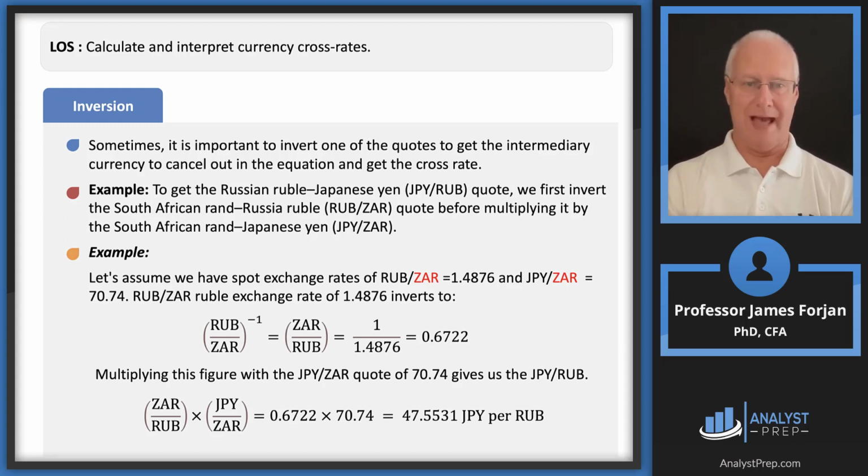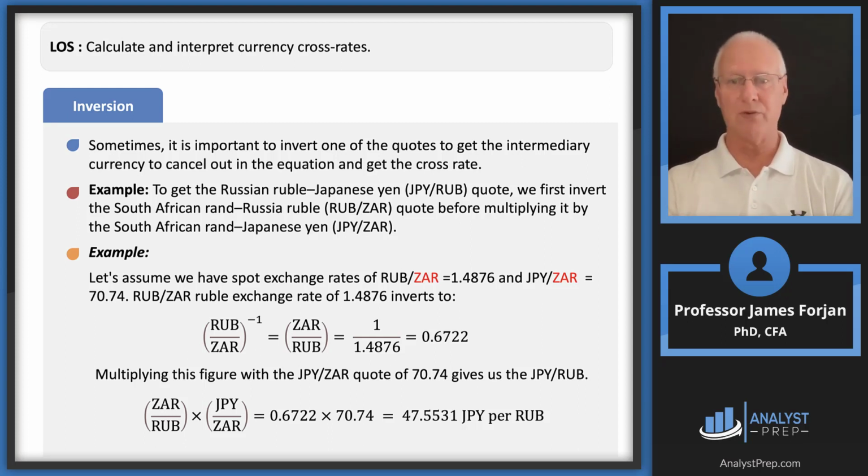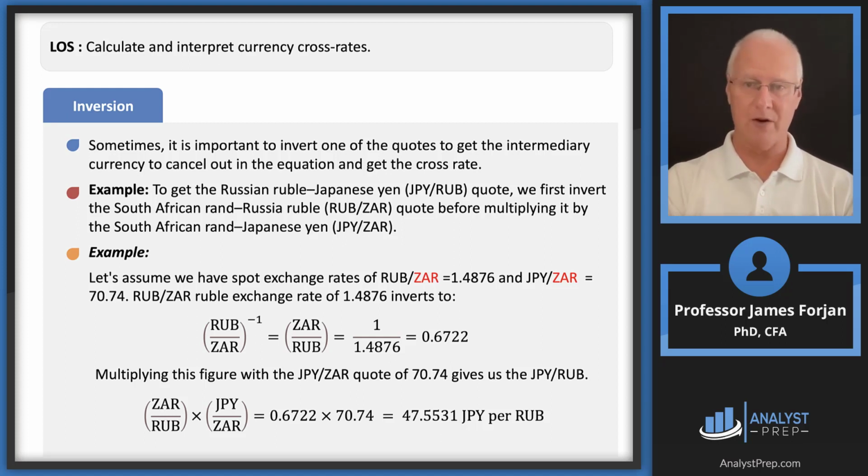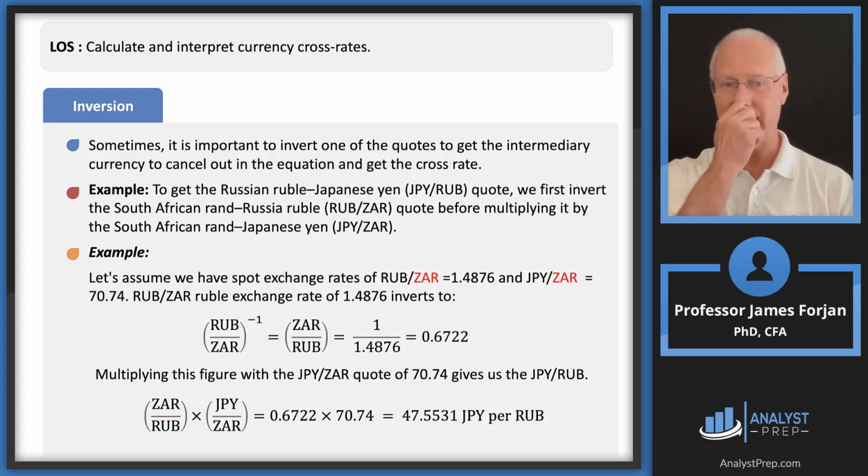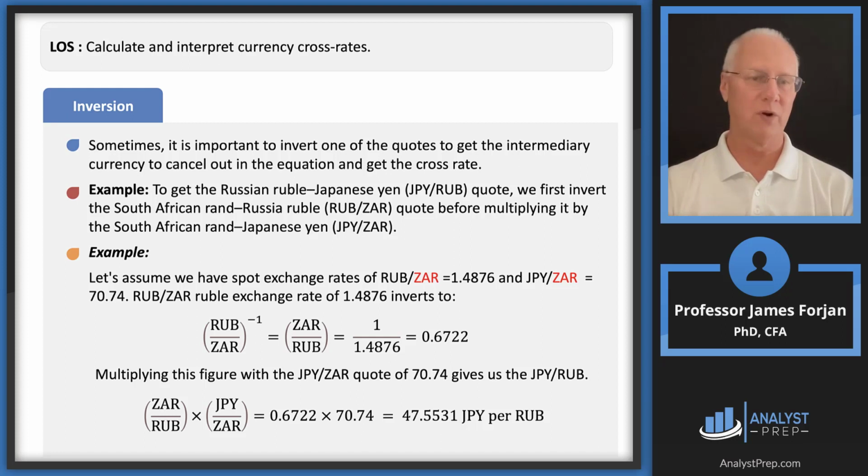Now, let's suppose that we have different exchange rates. So look down at the example here. We've got the RUB per ZAR as 1.4876. And then let's throw the Japanese yen in there, the JPY per ZAR, that's 70.74. Now look, I want you to, and this is why we bolded it in red, if you were to multiply the 1.48 times the 70.74, notice what you would get in the labels. ZAR is in the denominator of both. So you would be multiplying 2 ZARs in the denominator, so you get ZAR squared. So of course that makes no sense at all.